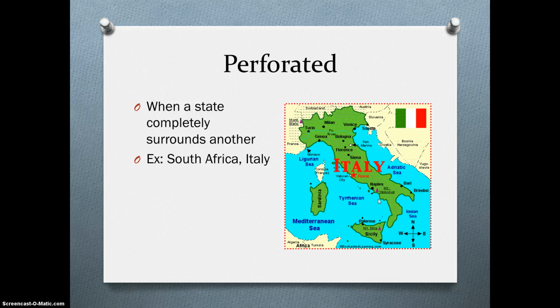Some pros of a perforated state is that it can completely dictate the other country's trade. And so that doesn't really matter in the case of the Vatican City. But when you look at South Africa and Lesotho, Lesotho has to completely rely on South Africa to ship its goods. And the con is it will usually not have good relations with that country, and it's usually going to be a liability for the country.